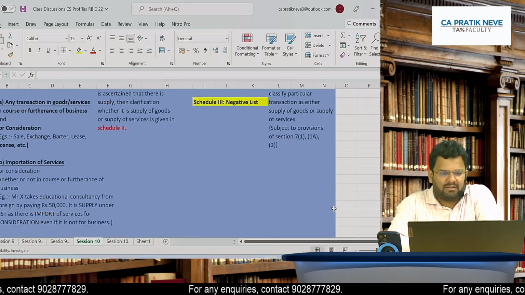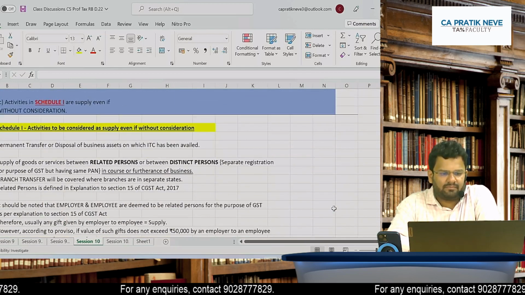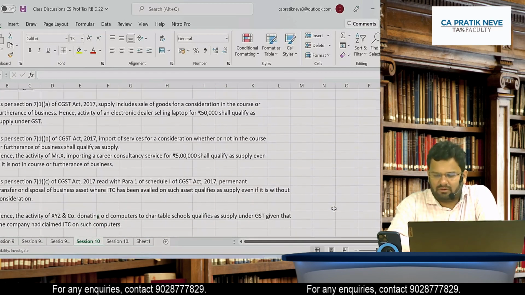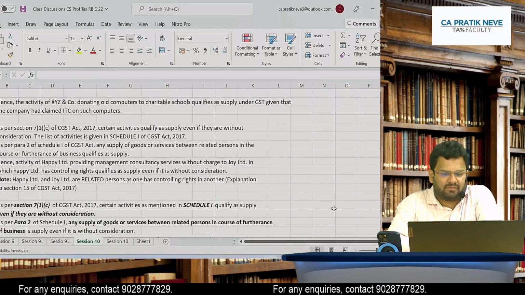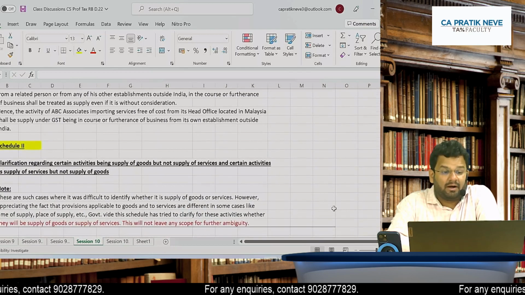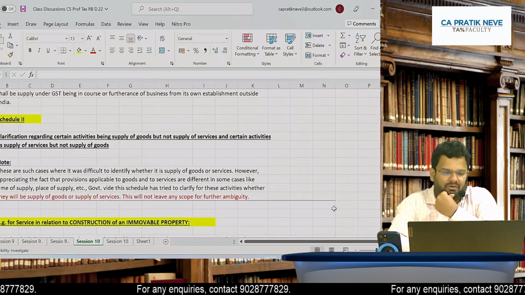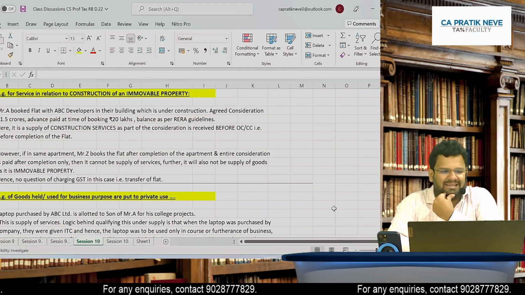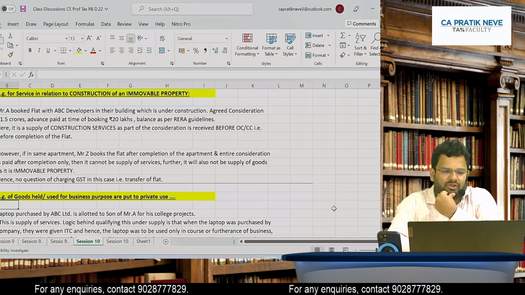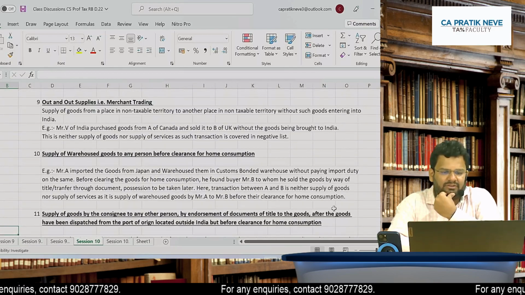Again here I have given you analysis of section 7. You may go through that. Schedule 1 activities also I have given you. I have even solved questions of section 7. You may go through them. They are not challenging. They are just examples of each clause. Even a detailed explanation I have given you for services in relation to construction of immovable property. Agreed?